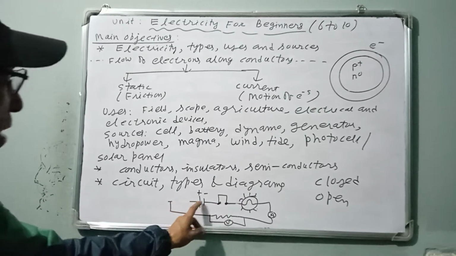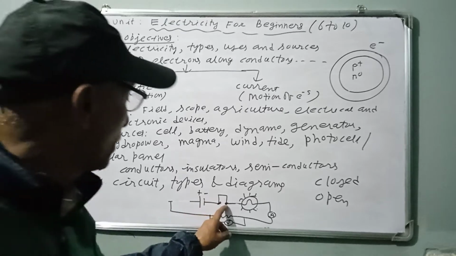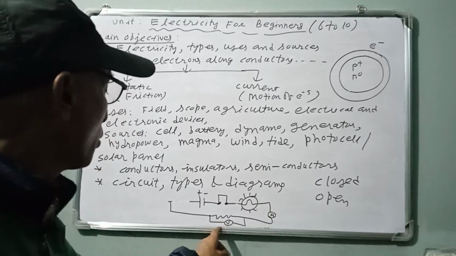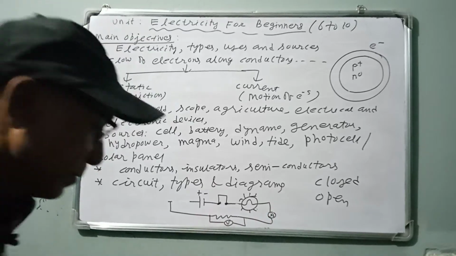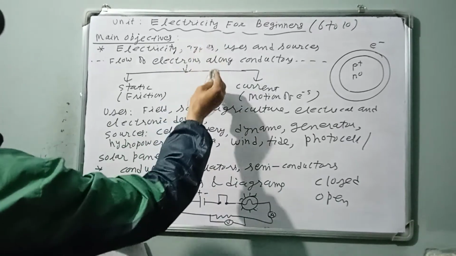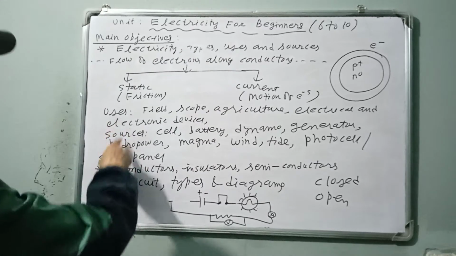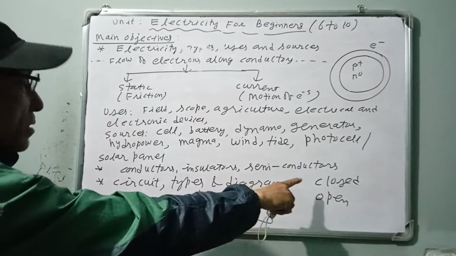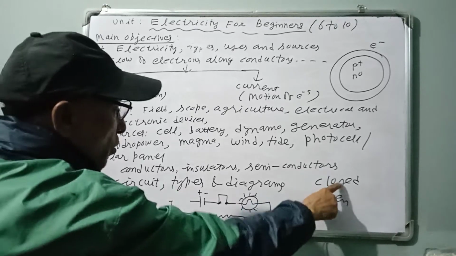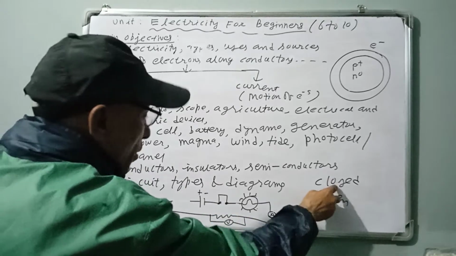See, wire, cell, source of energy, and bulb or load, emitter, voltmeter, resistor. Main objectives: electricity types, uses and sources, conductors, insulators, semiconductors, circuit types and two types: closed circuit and open circuit. This is the diagram of a closed circuit.